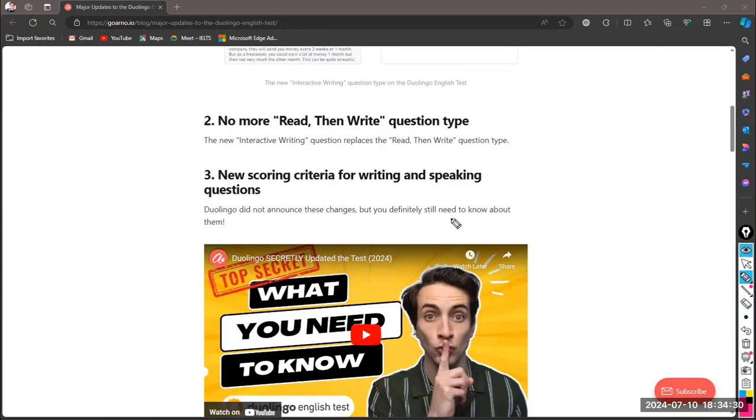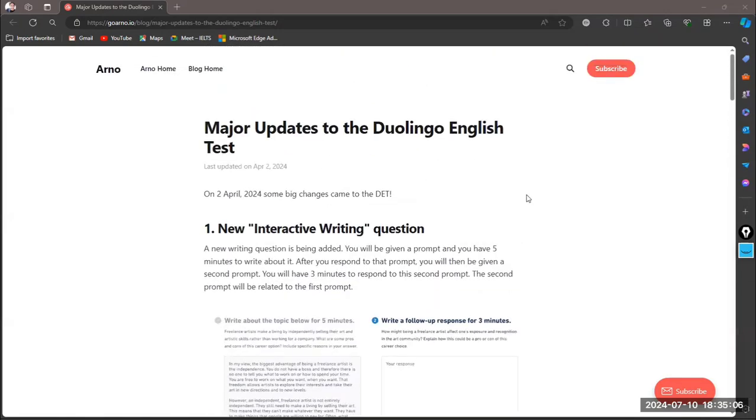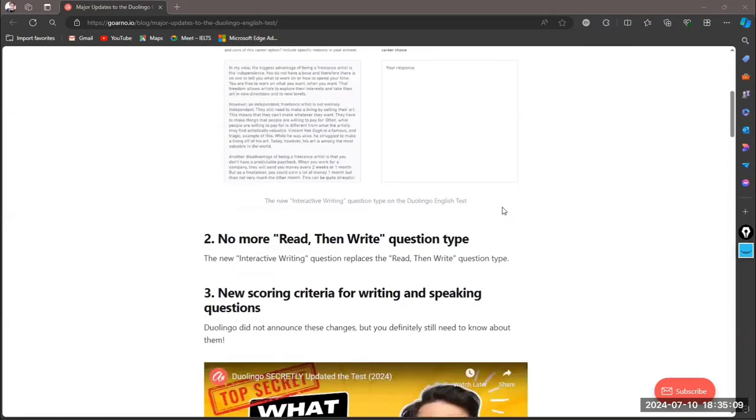Now, the second update is no more read and write question type. The new interactive writing question replaces the module of read and write. Approximately, Malak, it is the same. I mean, in read and write, you have 5 minutes to write about the prompt. So approximately, I don't have to say that it is completely similar, but approximately it's the same. But instead of reading and writing, we have this form, which is the interactive writing question.